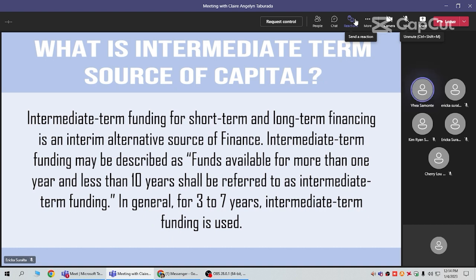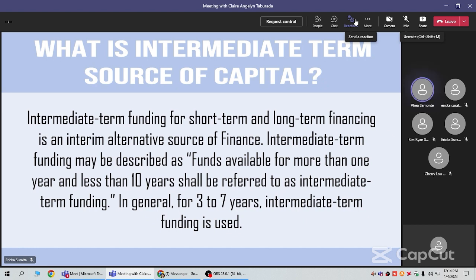Intermediate term funding may be described as funds available for more than 1 year and less than 10 years. In general, intermediate term funding is used for 3 to 7 years. Usually, this type of funding is used to meet the higher requirements of funds. Next slide please.